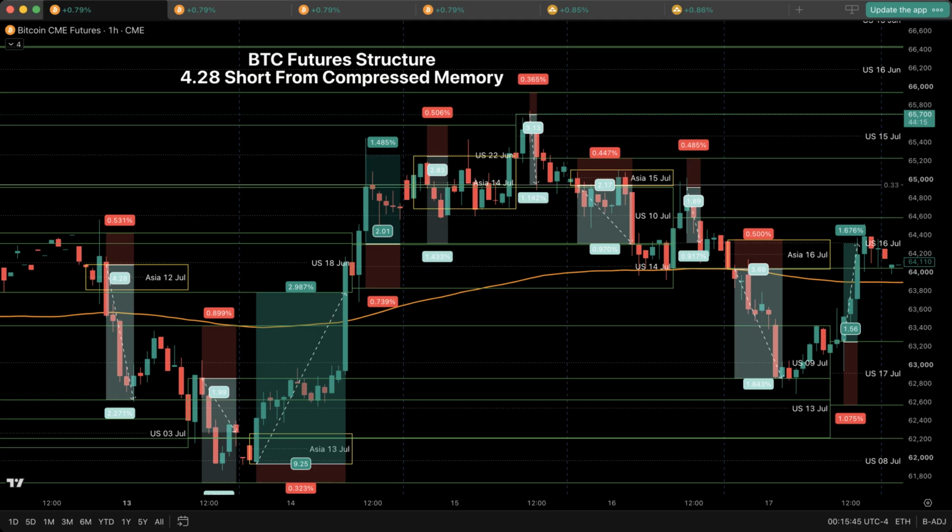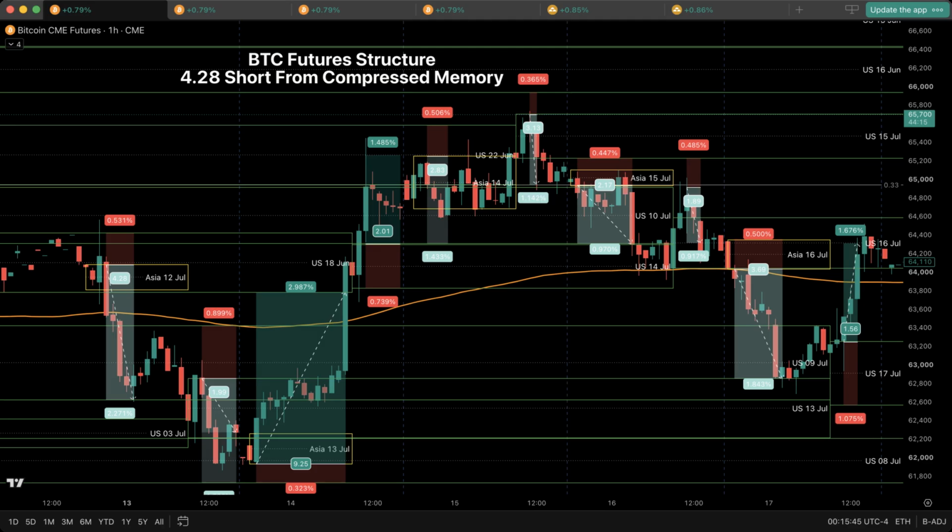A session can look quiet, but compression can hold pressure. A box can look small, but the reaction can come fast. A move can start slowly, then distance can open sharply.